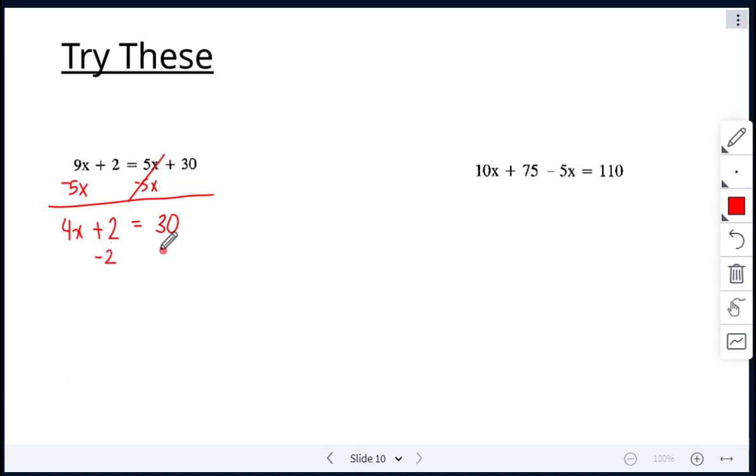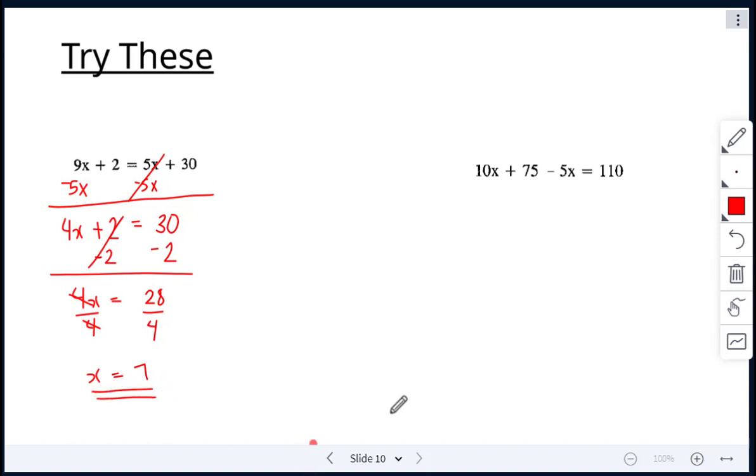We're going to subtract 2 on both sides. That leaves me with 4x is equal to 28. Now it looks like a type 1 equation. So last step, we're just going to divide by 4 on both sides. And that leaves me with x is equal to 7.